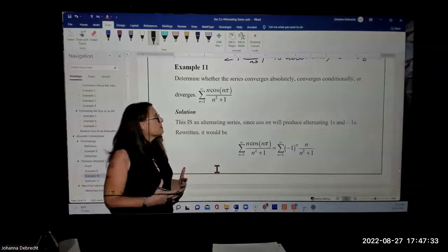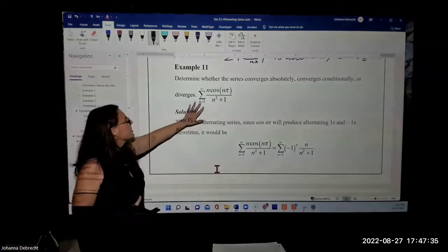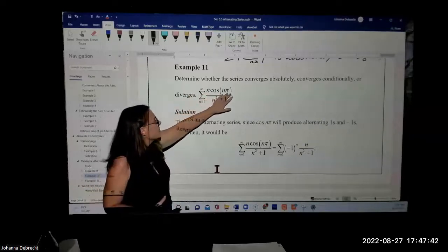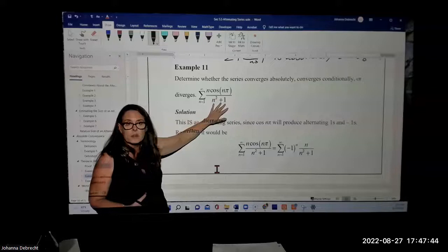So now we want to look at this one right here. We have the series from n equals 1 to infinity of n times cosine of n pi over n squared plus 1.